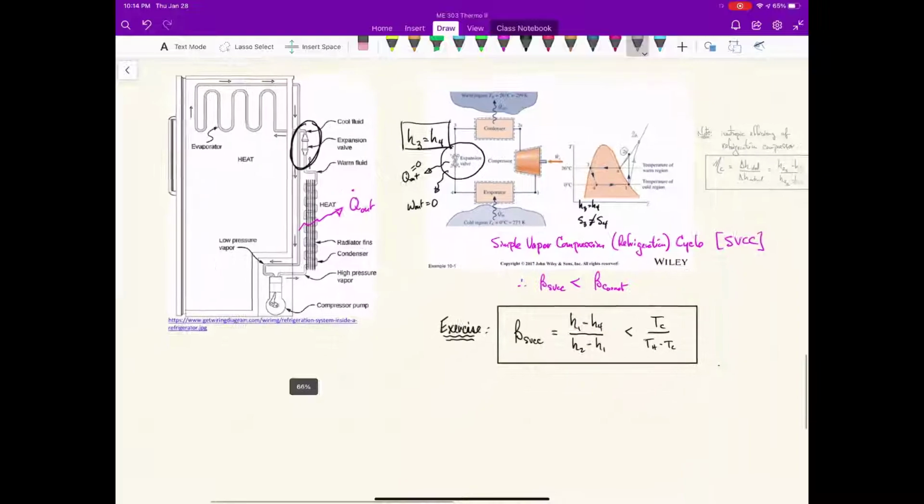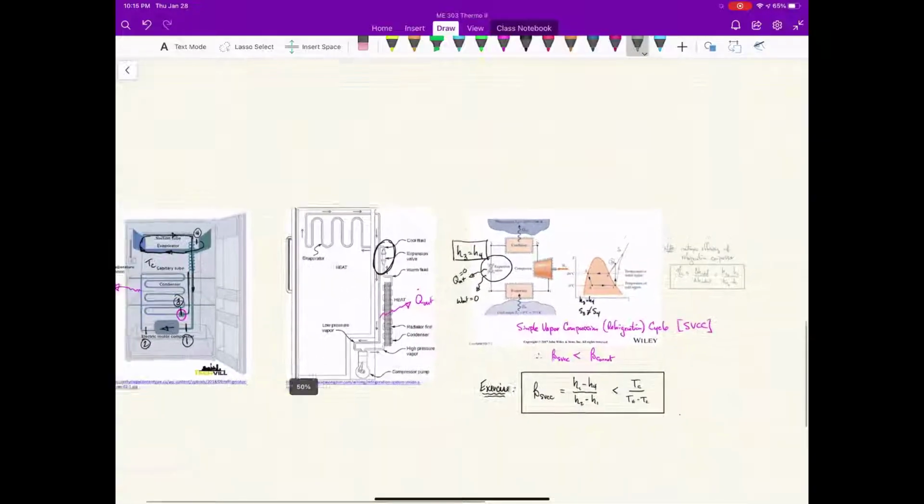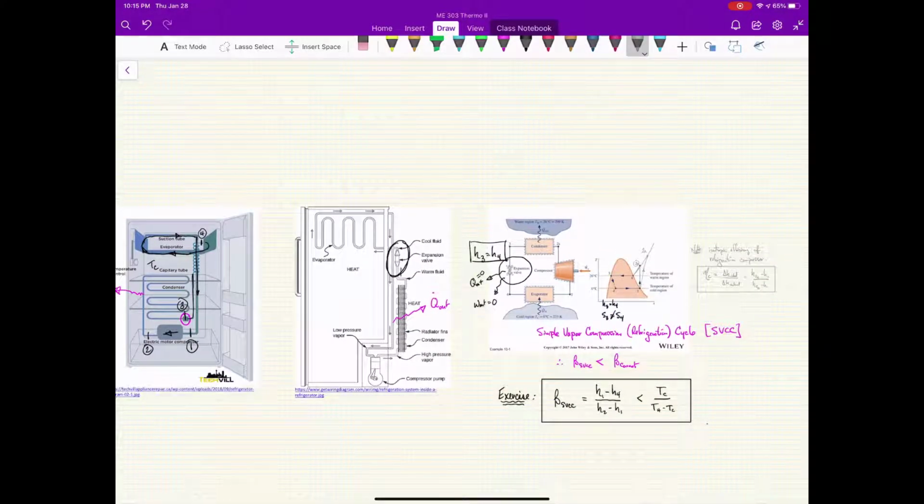I think this does it for this lecture, this introduction on the refrigeration cycles, both the SVCC and Carnot cycle.